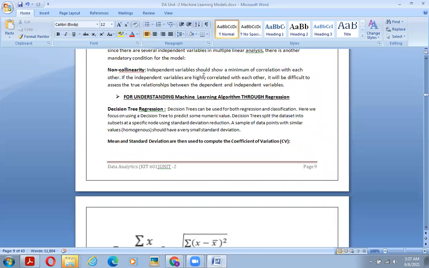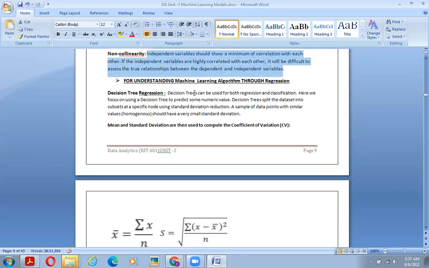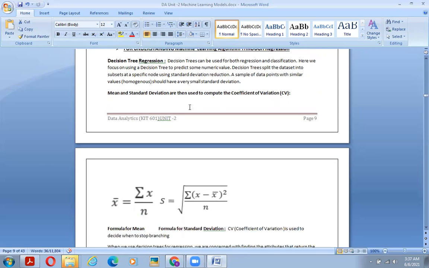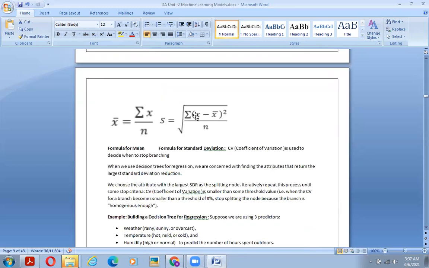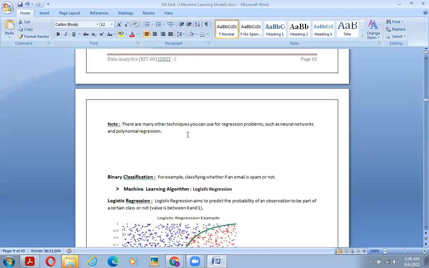If the independent variables are highly correlated with each other, it will be difficult to assess the true relationship between dependent and independent variables. So we need to make a discreet, prudent choice of the input variables. For understanding machine learning algorithms through regression, we have many types of regression, as we know.